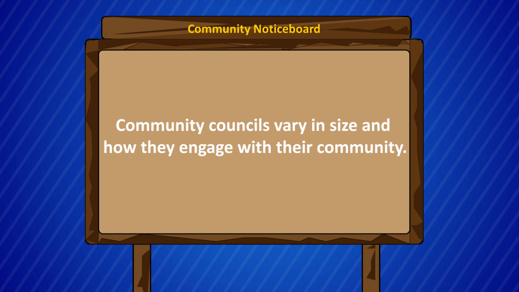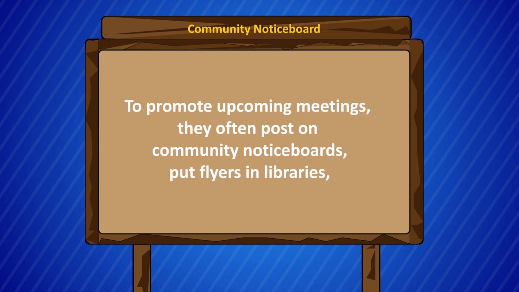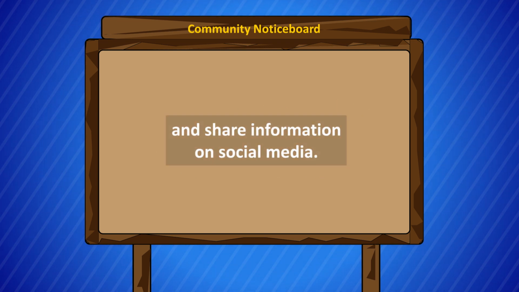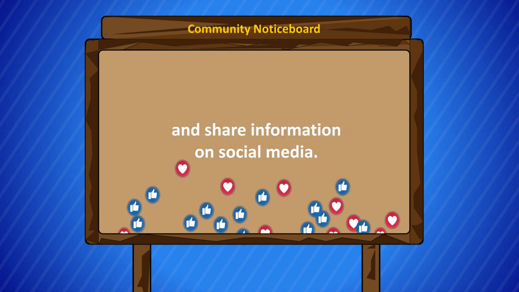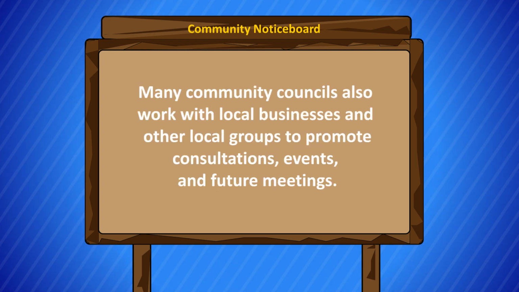Community councils vary in size and how they engage with their community. To promote upcoming meetings, they often post on community notice boards, put flyers in libraries, and share information on social media. Many community councils also work with local businesses and other local groups to promote consultations, events, and future meetings.